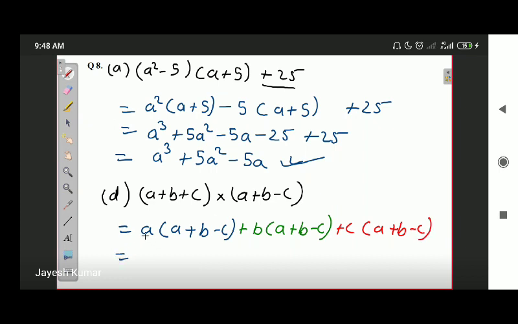So this is a into a, a square, a into b, ab, a into c, minus ac. b into a, ab, b into b, plus b square, b into minus c is minus bc. And finally, c into a is ac, c into b is bc, and c into minus c is minus c square. Okay. Now let's see.